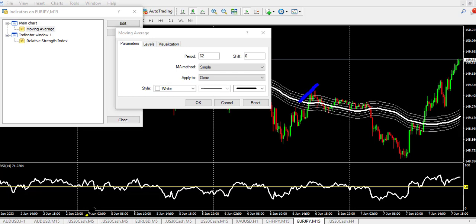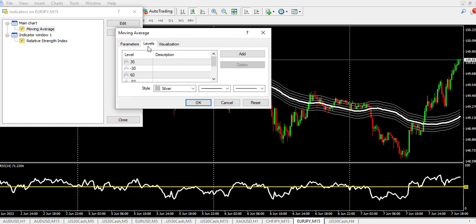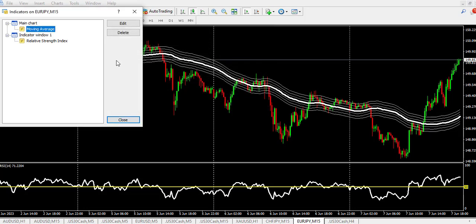MA. Now the level, I have another line here, then let me show you how I come about this particular line. This is what I did. I only added different levels: minus 30, plus 30, 60, minus 60, 90, and minus 90. And if you want to do that, I'm going to show you how, but you can use my template. Since I'm only going to add a template for MT4, it is good that you know how I set it up if you want to use it on MT5.